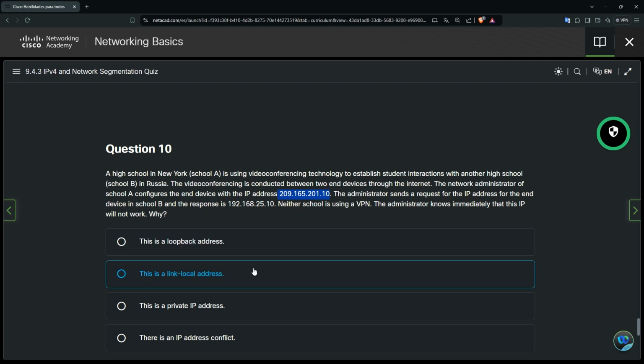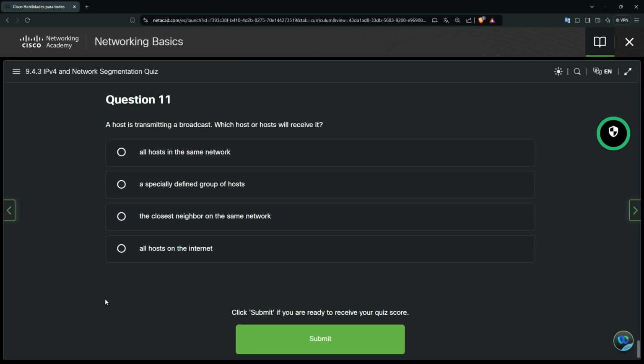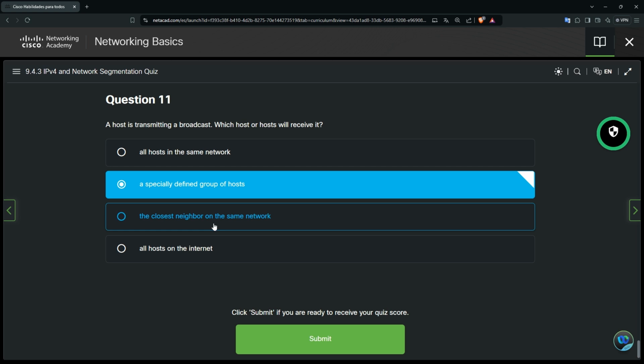This is a link local address. This is a private. This is a private. Question 11. A host is transmitting a broadcast. Which other hosts will receive it? All hosts in the same network. All hosts in a specially defined group of hosts. The closest neighbor. All hosts on the internet.